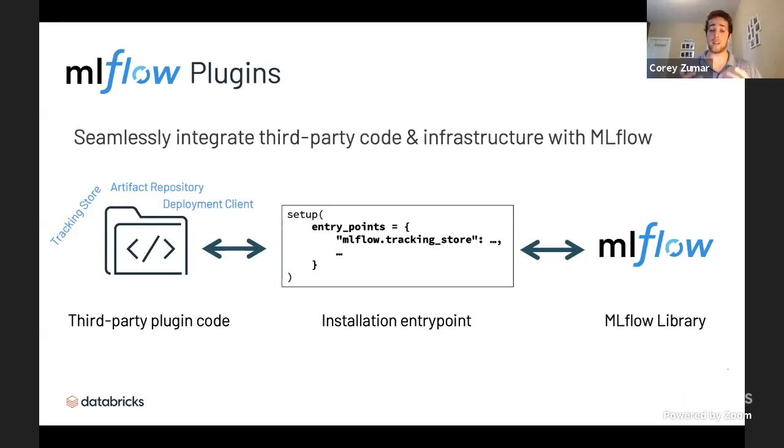The MLflow library itself then uses Python entry point functionality to discover these third-party plugins at import time. When your plugin code is installed on a system, it registers these entry points, and when MLflow is imported, it discovers them, enabling users to interface with this plugin code using the same set of familiar APIs in tracking, projects, models, and the model registry.